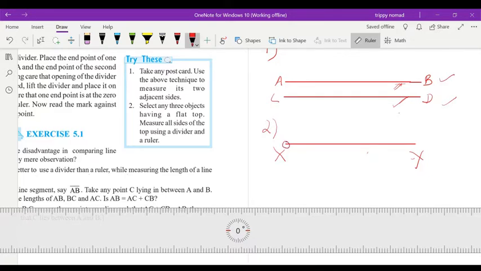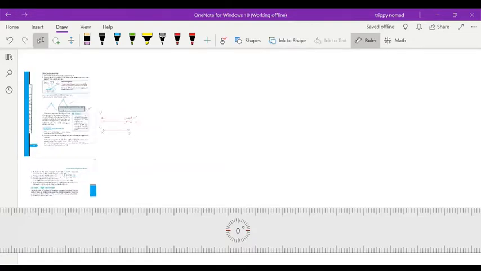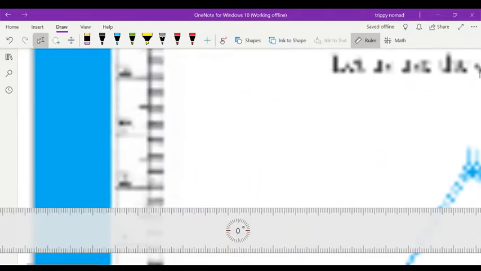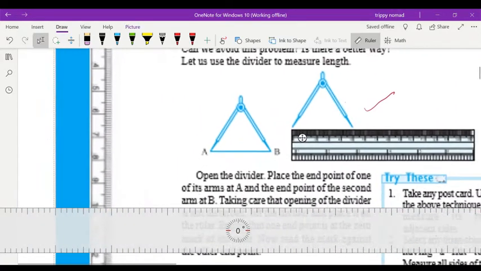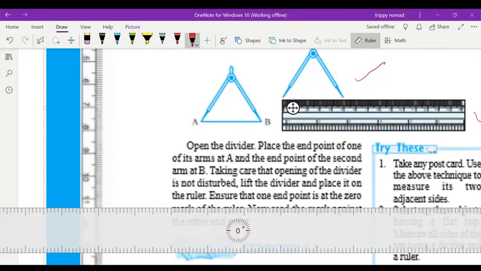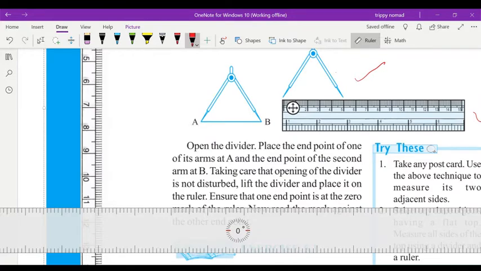You will use the divider. One point of the divider you will put on X, another point you will put on Y to measure the length of the line segment, and you will get the exact length. You have seen that here the divider is drawn. And then after keeping these points on the line segment, you can measure by putting this divider on the scale, the exact length.